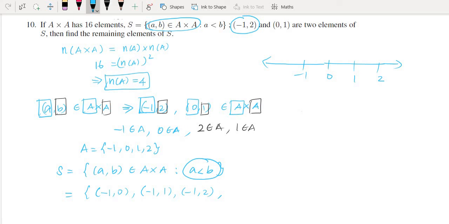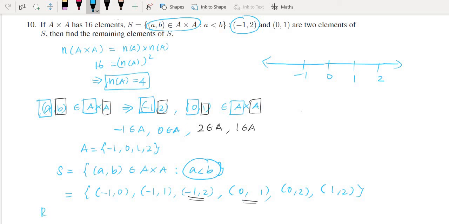And so -1 is lesser than all the other three elements, but (0, -1) can't come. 0 is not less than -1. So (0, 1) will come and (0, 2) will come, and for 1 I have (1, 2). So totally S has 1, 2, 3, 4, 5, 6 elements, 6 ordered pairs, in which 2 of them are given in the question. So 2 of them, which are (-1, 2) and (0, 1), are given in the question.